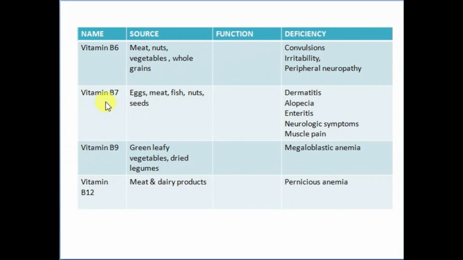Then we don't have vitamin B8, and we directly have vitamin B9. Vitamin B9, the main source is green leafy vegetables, and it causes anemia, megaloblastic anemia. Then last we have vitamin B12. The main source of vitamin B12 is meat and dairy products, and it causes pernicious anemia. So this was about water soluble vitamins.